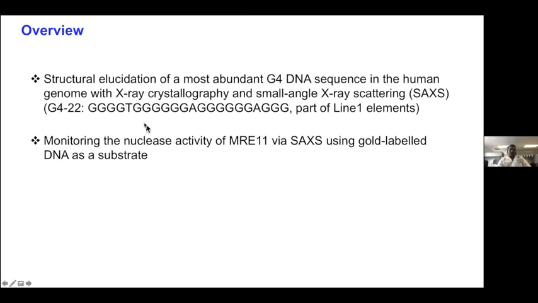Albino from our lab identified this unique sequence, which is most abundantly present in the human genome. It's mostly part of the LINE-1 transposable element. So we'll start with that.